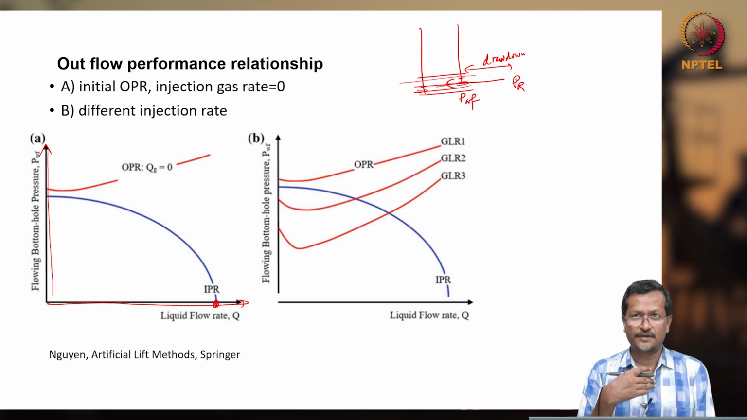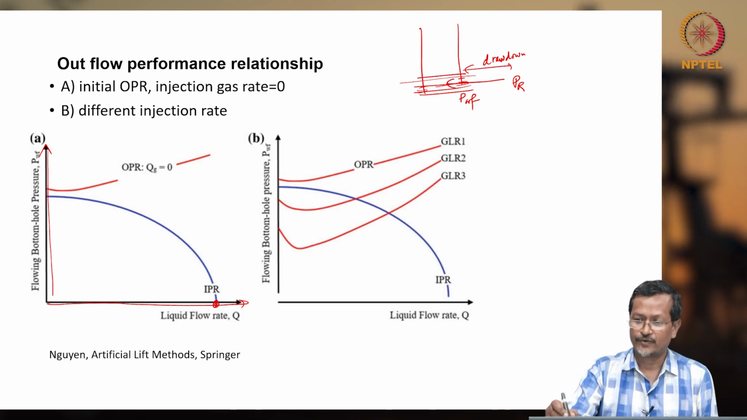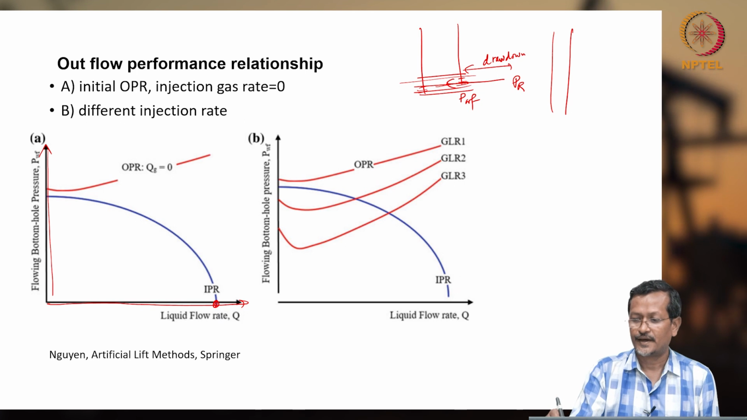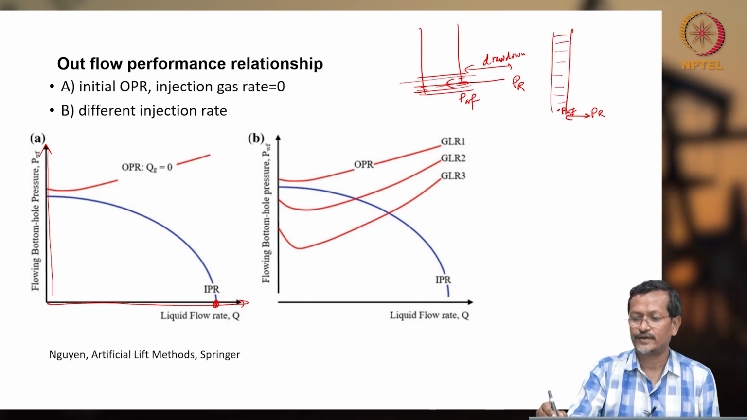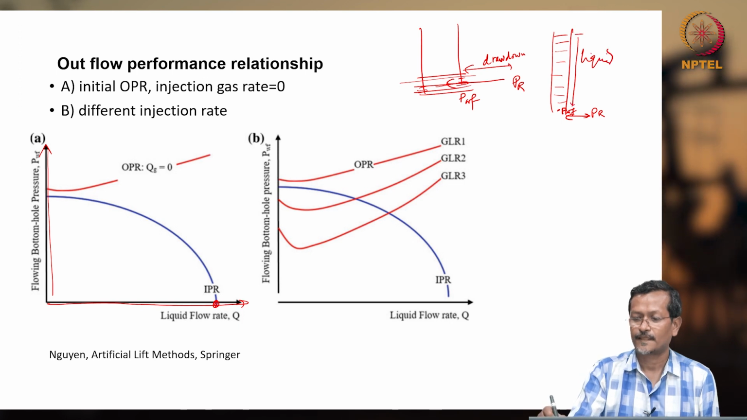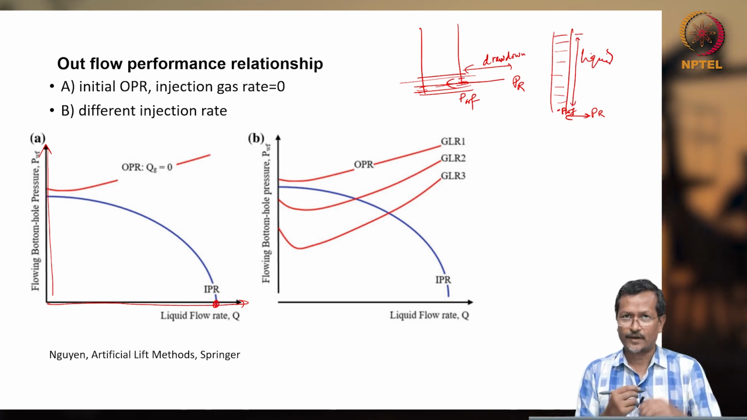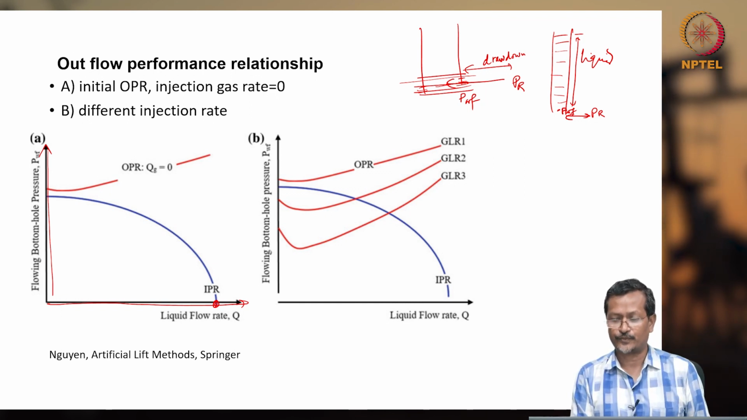Now, artificial lift can increase the drawdown. How? Let us say you have a wellbore, and you have PWF and PR here, so you have drawdown. Now, this column is fully loaded with liquid. What will artificial lift do? Artificial lift will remove the liquid from the wellbore.